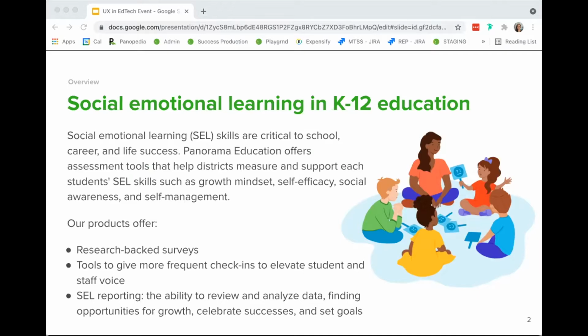So our products right now offer research-backed surveys. We also have tools that allow districts to give more frequent check-ins to elevate student voice. And we also have SEL reporting, which helps users review and analyze their SEL data in order to find opportunities for growth and to celebrate successes and set goals.